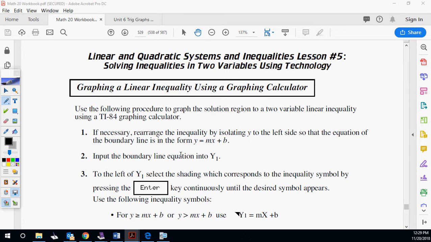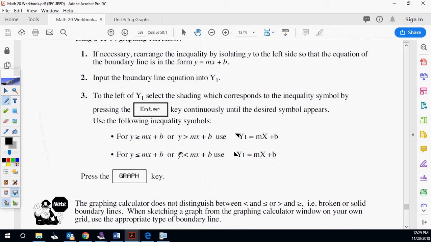And then to the left of y1, I'll show you this spot. You can arrow over and you can tell it where to shade. It's a cool part. See this right here? Where it's like that? That's above, right? That's the greater than shading. Right here? That's the below. That's the below shading. Okay? I'll show you how to do that in a second.